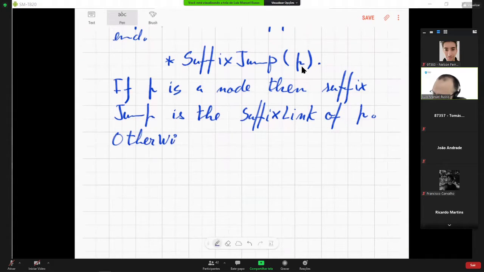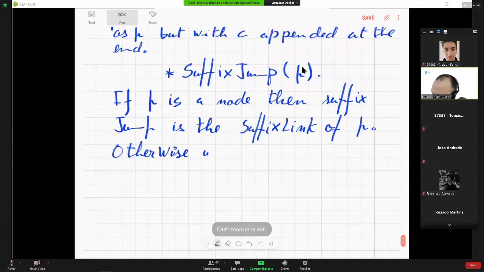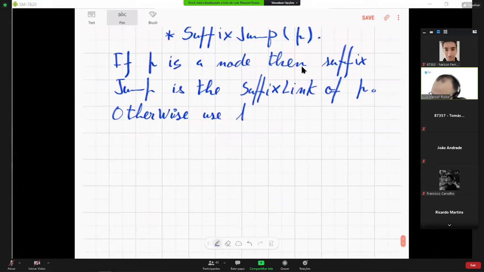Okay. So where is this skip count trick?